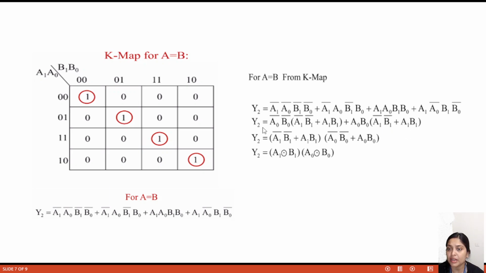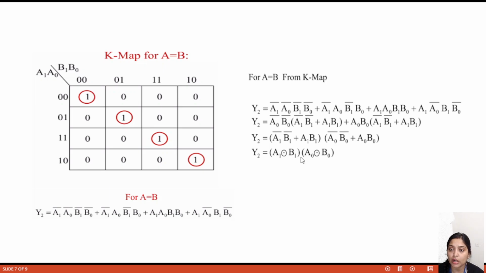So finally the answer will be A1 bar, B1 bar plus A1, B1 into A0 bar, B0 bar plus A0, B0. So this is A1 XNOR B1 and this is A0 XNOR B0. This is the final equation. Both are basically in an AND form.